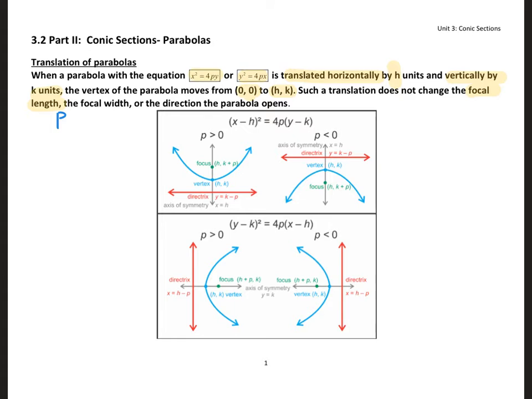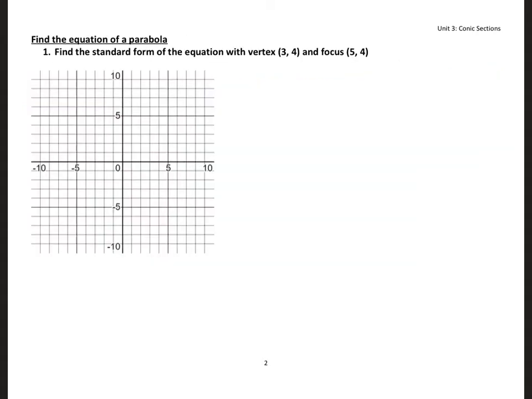The focal width, and what's the focal width? Because I did not talk about it in the first video, it is this distance right there. See, the same distance there. The direction of the parabola opening, those things do not change. The only way the equation changes is that you have h and k in the original equations, because we have moved the parabola from the origin. Okay, let's move on.